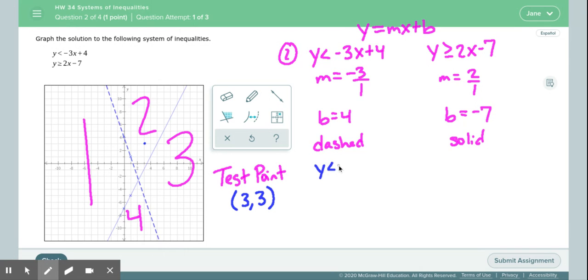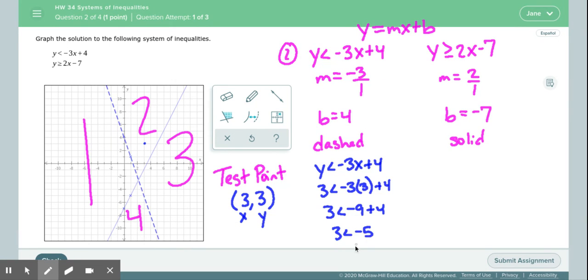So y is less than negative 3x plus 4. I'm going to replace x and y both with 3. So I replace my y with 3 is less than negative 3, and there's x, I'm going to replace it with 3, and then plus 4. So this gives me 3 is less than negative 3 times 3, which is negative 9, plus 4. So is 3 less than negative 5? Is that true or false? Well, that one's false. Because this is false, it's telling me that region 2 is not where my solutions lie.